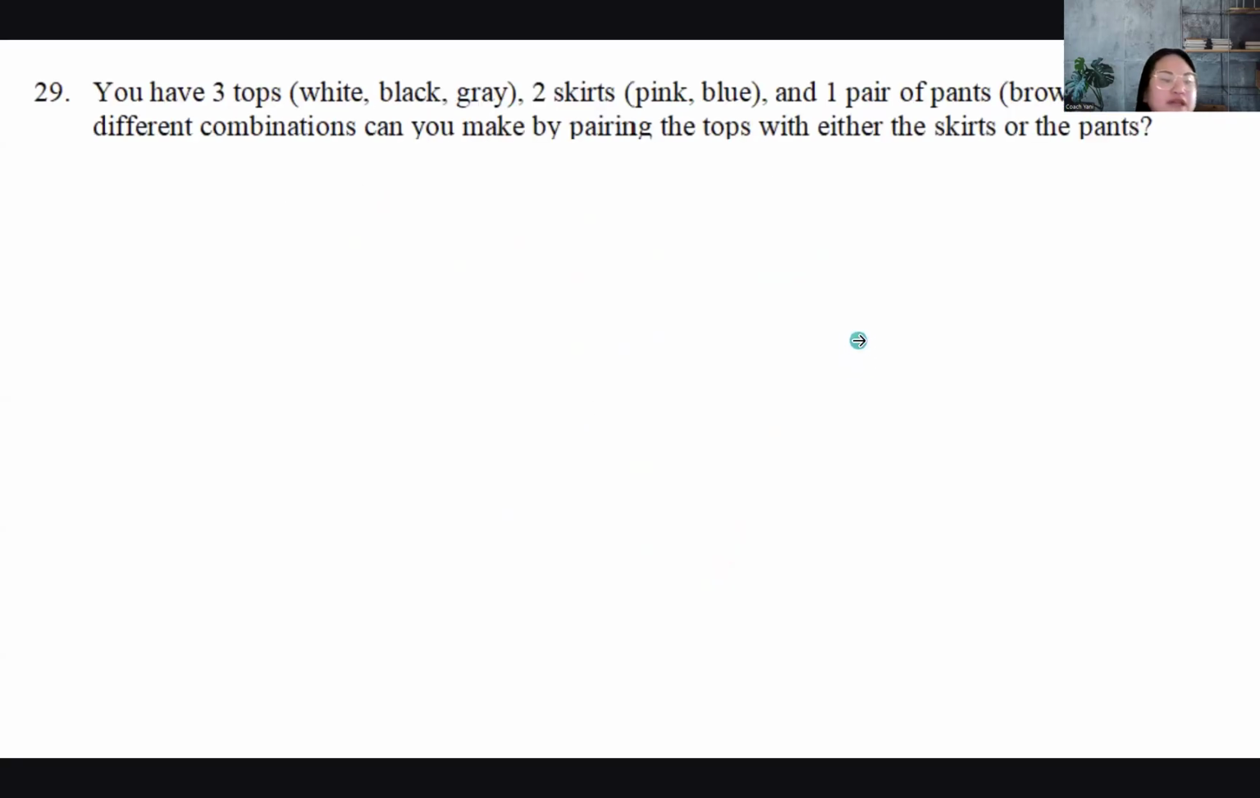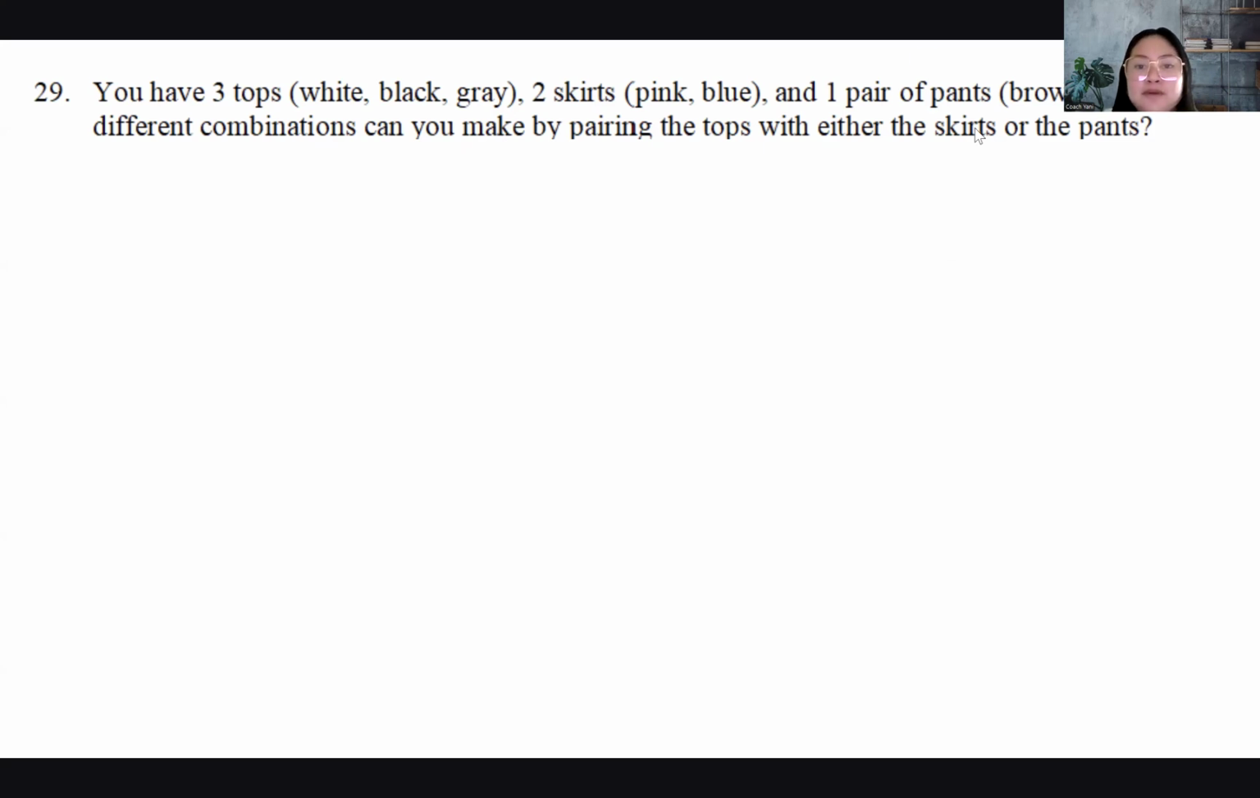Okay. You have three tops: white, black, gray. And then you also have two skirts and one pair of pants. How many different combinations can you make by pairing the tops with either the skirt or the pants?